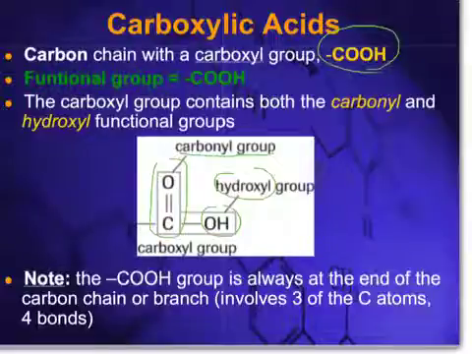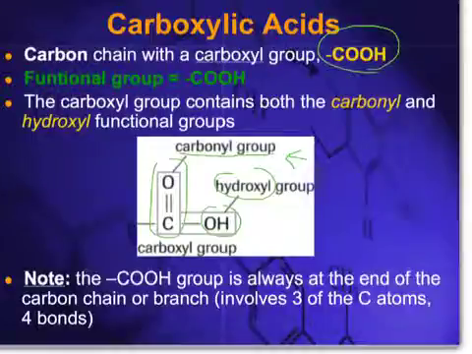You must be careful not to confuse the presence of the hydroxyl group as being an alcohol. If the hydroxyl group is attached to a carbonyl group, it is considered a carboxyl group, and therefore it is a carboxylic acid. As well, the COOH carboxyl group is always at the end of the carbon chain or branch.